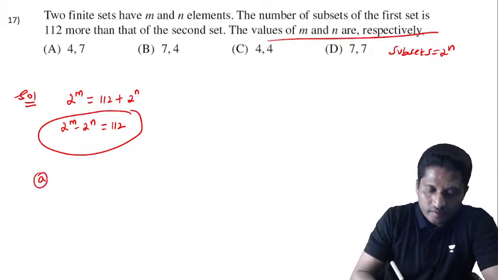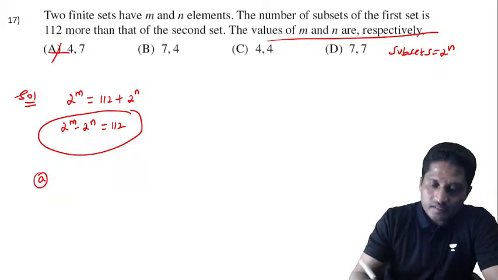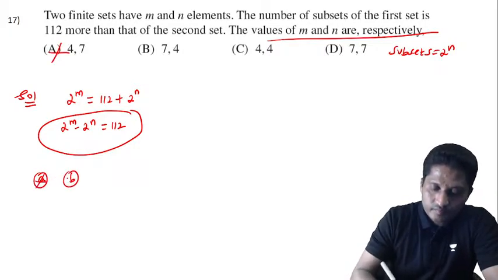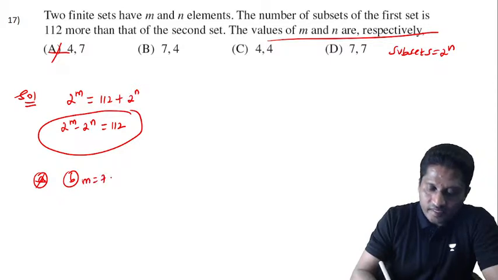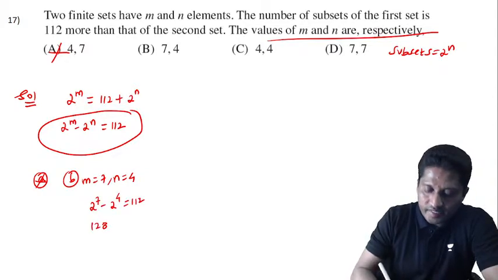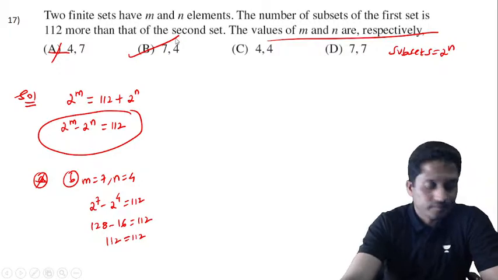First option doesn't satisfy. Second option, if I take m is equal to 7, n equal to 4, 2 power 7 minus 2 power 4 is equal to 112. 2 power 7 is 128, 2 power 4 is 16, which gives 112. Obviously 112 is equal to 112. Answer is option B only.